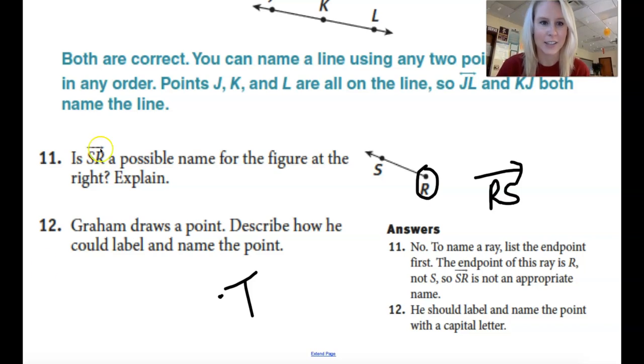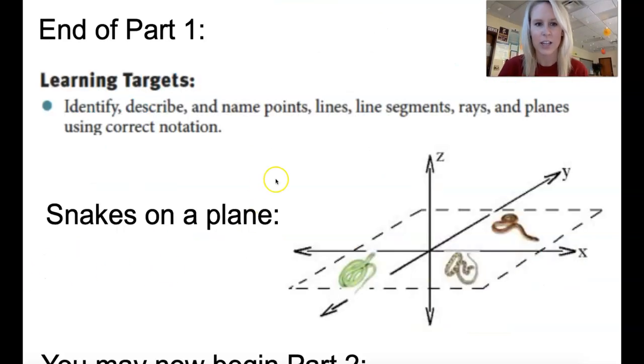All right, guys, that takes us to our final lesson. So by the end of this, hopefully you are able to describe, identify, and name points, lines, line segments, rays, and planes using the correct notation. Let me know if you need any help.